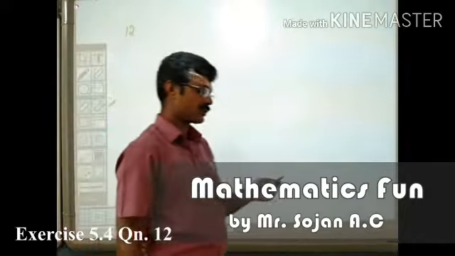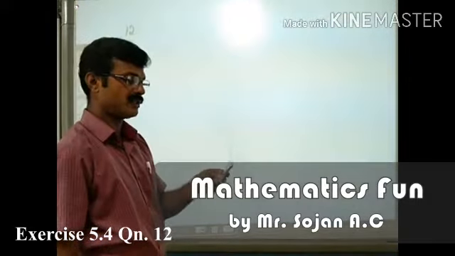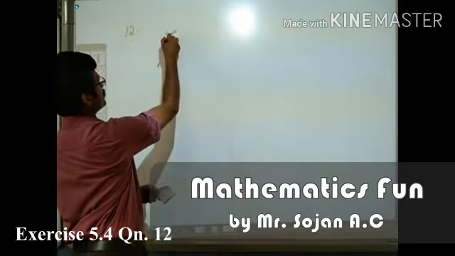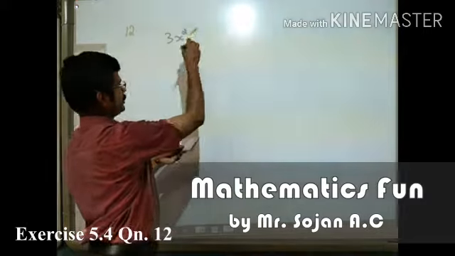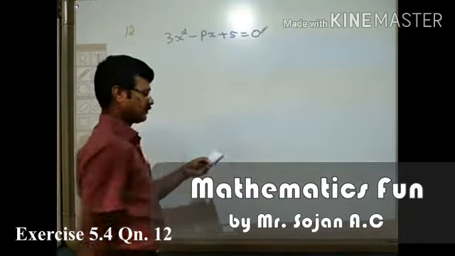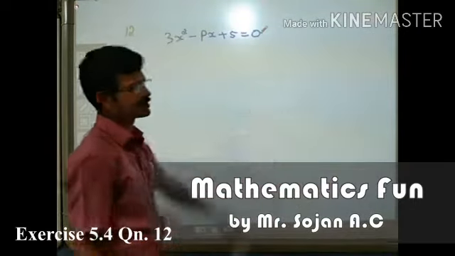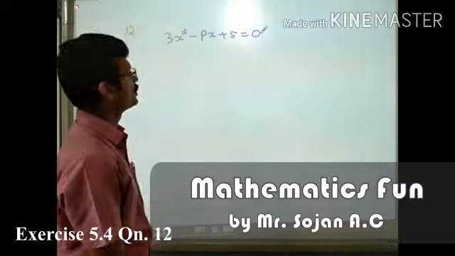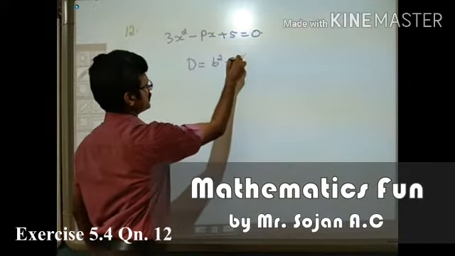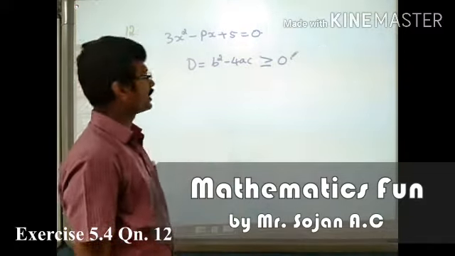Here we have to use the concept of method of interval. The question is we have to find the values of p for which this equation, that is 3x square minus px plus 5 is equal to 0, has real roots. It is written real roots. So we know the condition for real roots, that is D is equal to b square minus 4ac greater than or equal to 0. This is the condition for real roots.